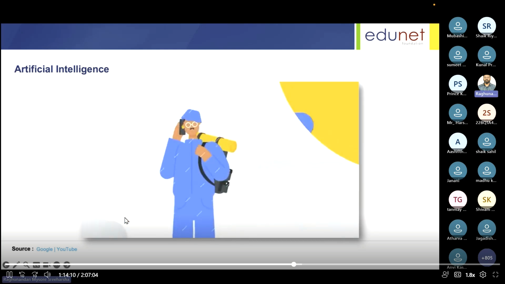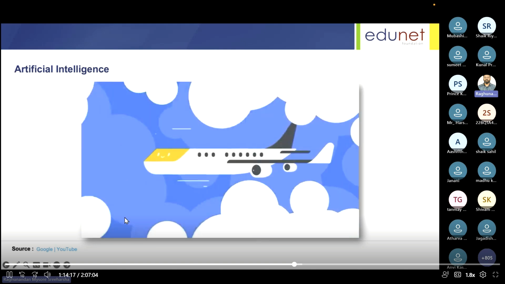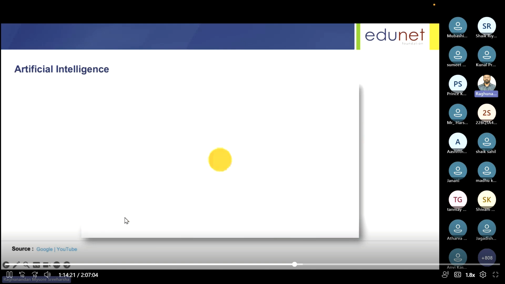In the meantime, a traveler needs to book a flight to another city. An automated customer service chatbot helps him book his ticket on the phone. Once he's on board, autopilot flies the plane for much of the flight. AI is even used in space.